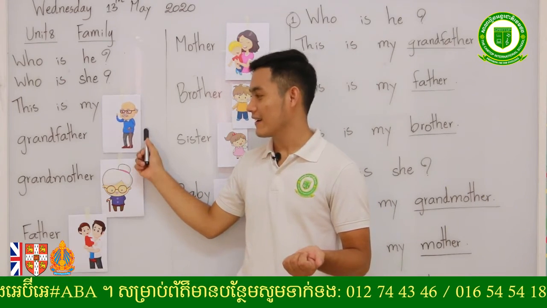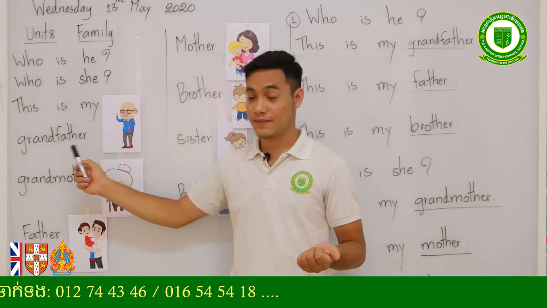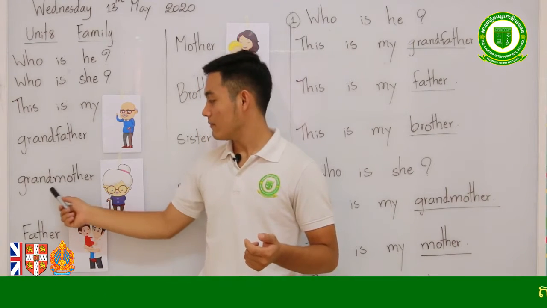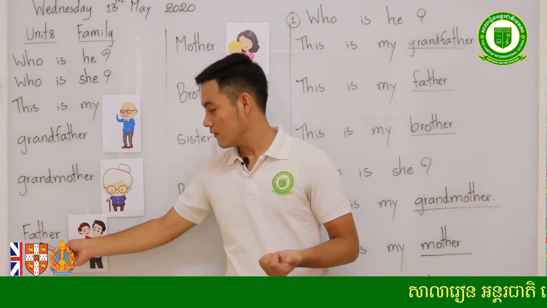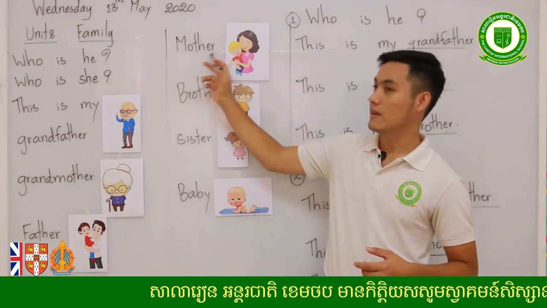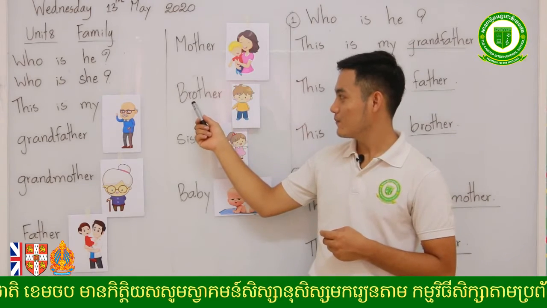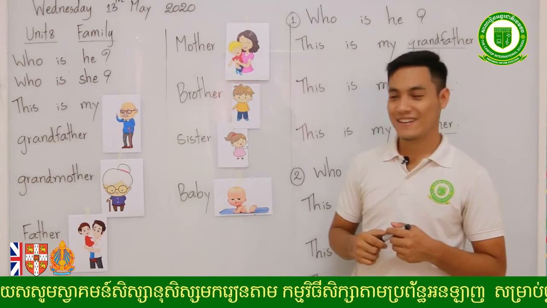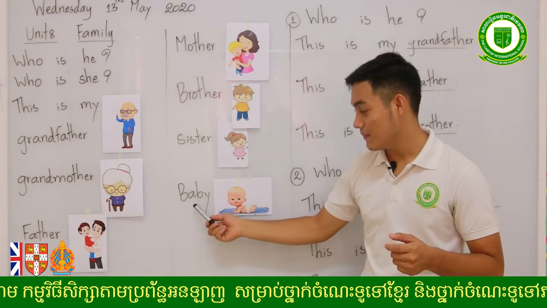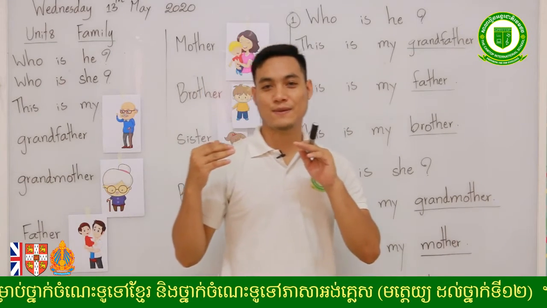What about this word? Okay, can you read this? Chai. Okay, go. Grandfather, grandfather, grandfather. Okay, good. Grandmother, grandmother. Mm-hmm. This one, father, father. Okay, nice. This one, mother, mother. What about this one, Mr. Chai? Go. Brother. Mm-hmm. Brother. This one is sister. Sister. Last one is baby. Baby. Wow, excellent. Okay, so this refers to the new words.